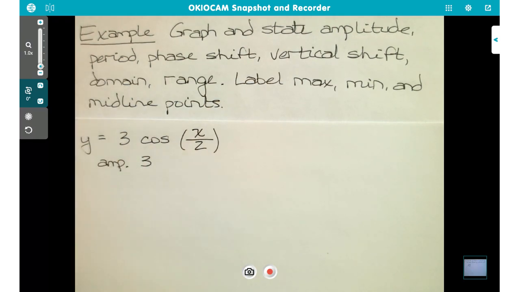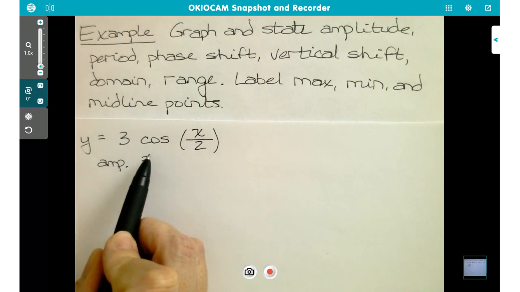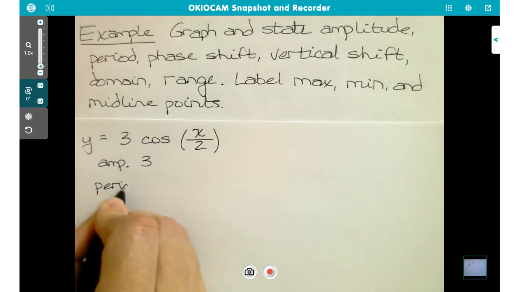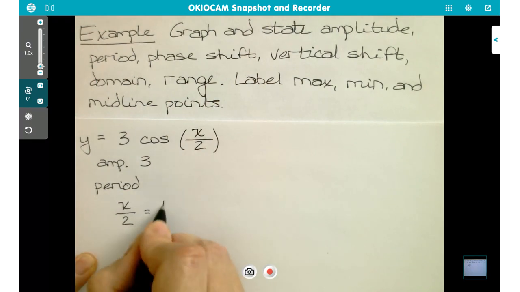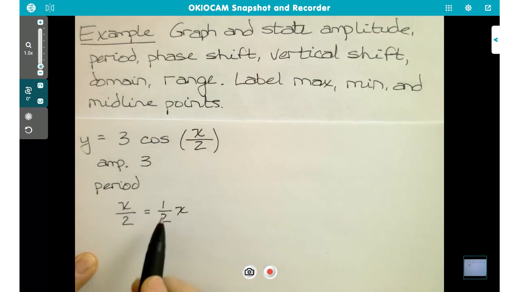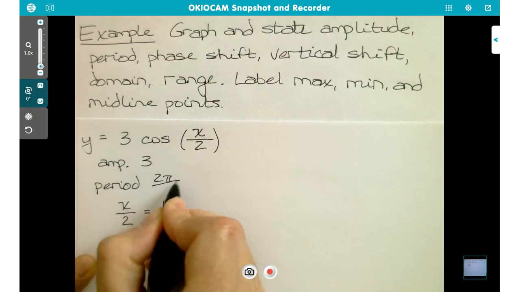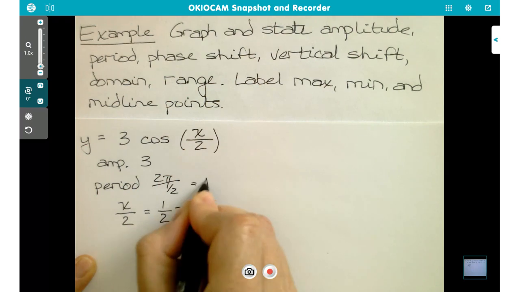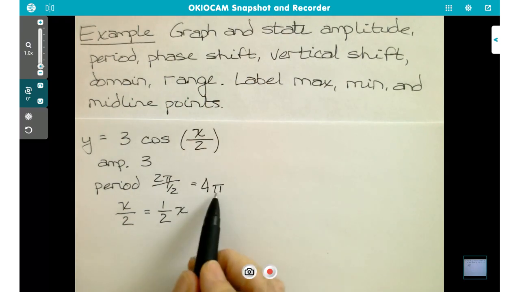Period. The period of a generic sinusoid is 2 pi, and then I'm going to divide by whatever is multiplied by the x. Well, I have x over 2, which I could write as 1/2 times x. So the thing that's actually being multiplied by the x is a 1/2. So my period, 2 pi divided by 1/2, which is the same as 2 pi times 2. My period is 4 pi. So it's going to take 4 pi. It's going to be a stretched out version of a cosine. It's going to take 4 pi before it starts repeating itself.